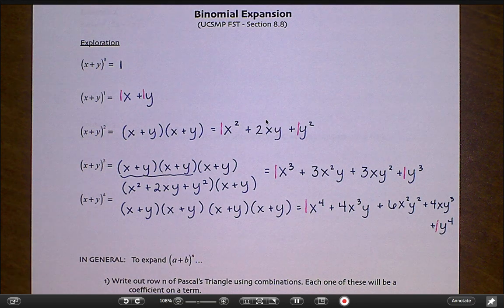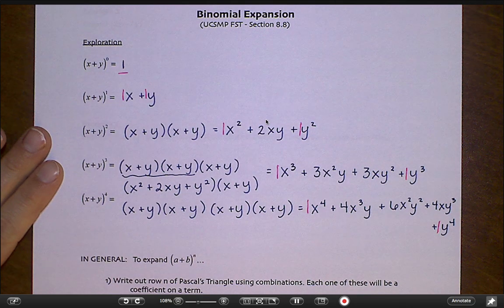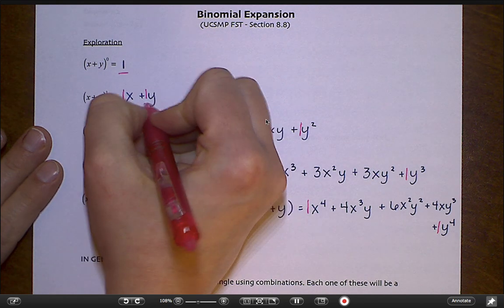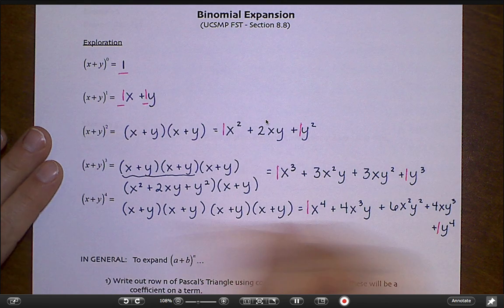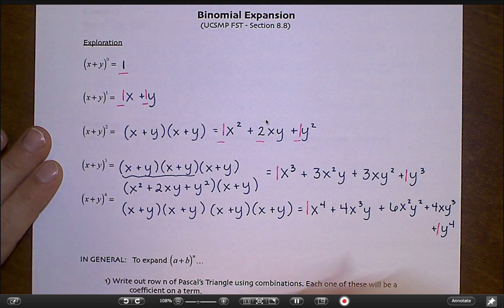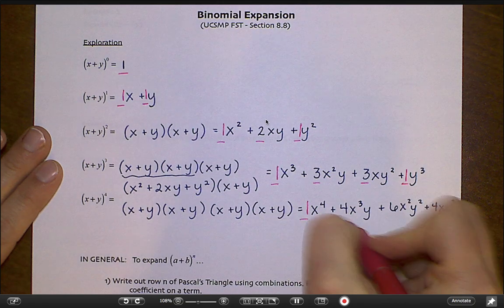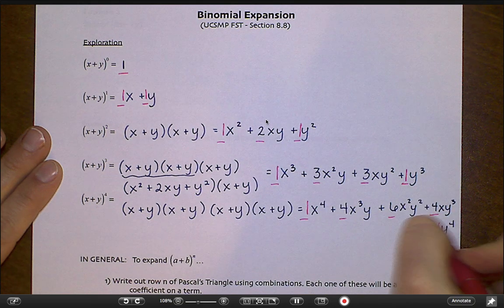Okay, so in this first one, let's just look at coefficients for a minute. I see 1. In the next one, I see 1 and 1. In the next one, I see 1, 2, 1. I see 1, 3, 3, 1. 1, 4, 6, 4, 1.